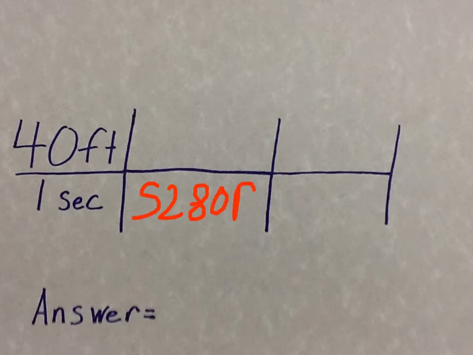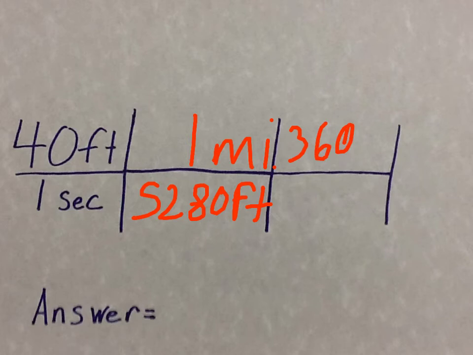5,280 feet in 1 mile. And then to change seconds into hours, I'm going to put seconds on the top so the seconds will cancel out. It's 3,600 seconds in 1 hour. And now you do your reducing.